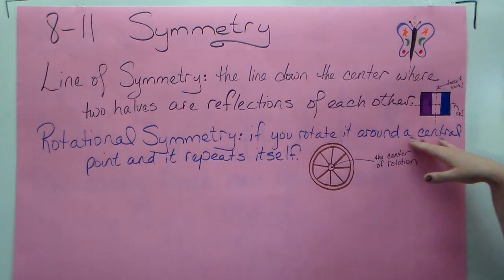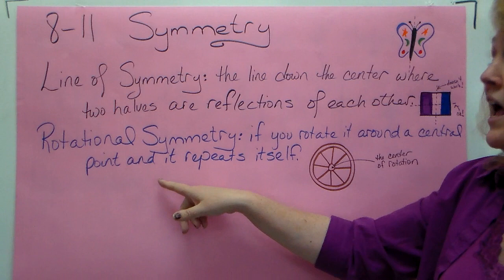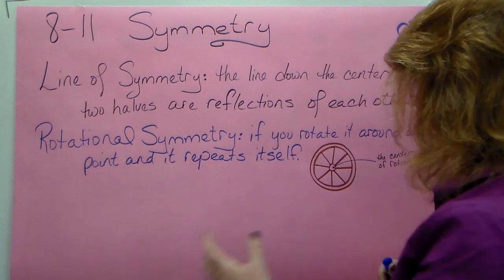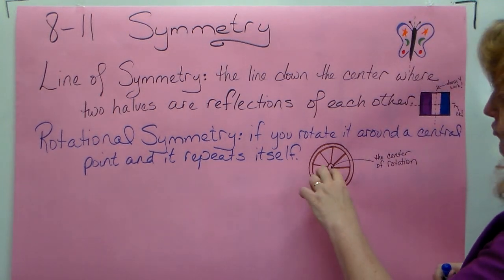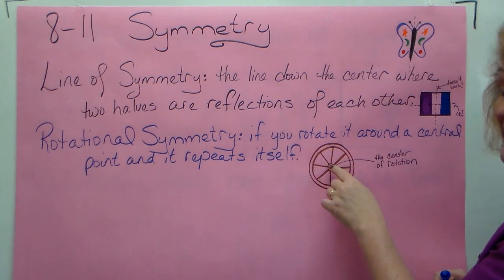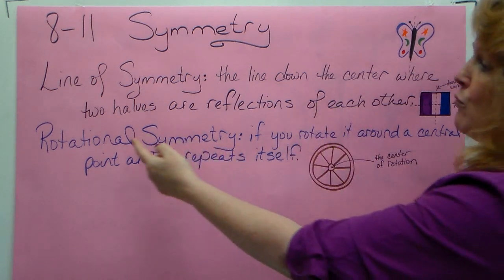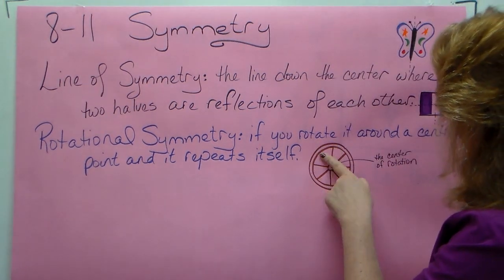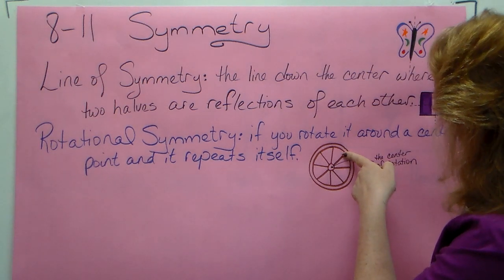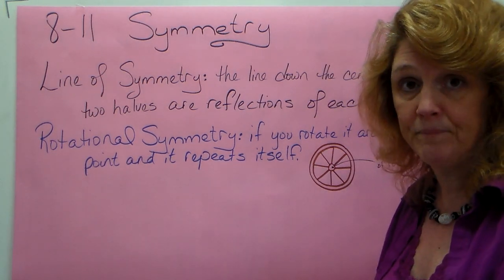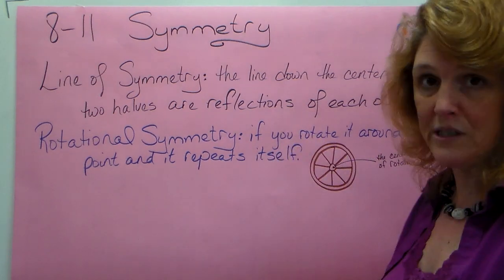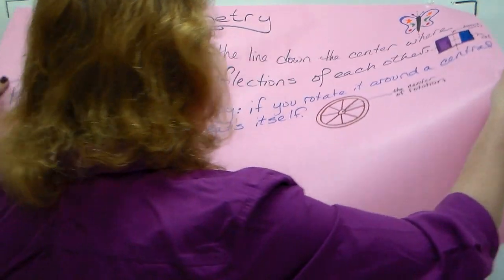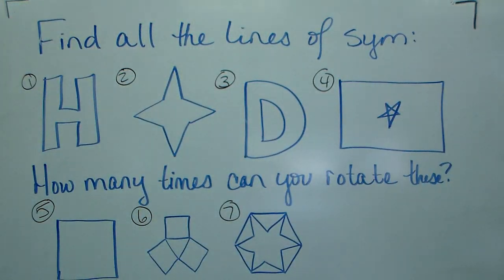Rotational symmetry means if you rotate it around a central point and it repeats itself, like for example a wagon wheel or a pizza, you have a center of rotation right in the middle, and if you can take it and turn it and it still fits, then it's got rotational symmetry. Okay? And this one, you could rotate it 1, 2, 3, 4, 5, 6, 7 times before you came all the way back to the end. So this has 7 rotational symmetry lines. All right? And ta-da, that's it too. You can see why I combined these two sections.